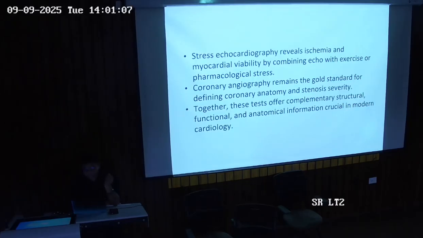Stress echocardiography reveals ischemia and myocardial viability by combining echo with exercise. So while we go for the plain echo without any pharmacological or exercise-induced stress, it only gives a diagnosis of acute myocardial ischemia. It is ischemic only. It doesn't give a clue about the viability of the myocardium.